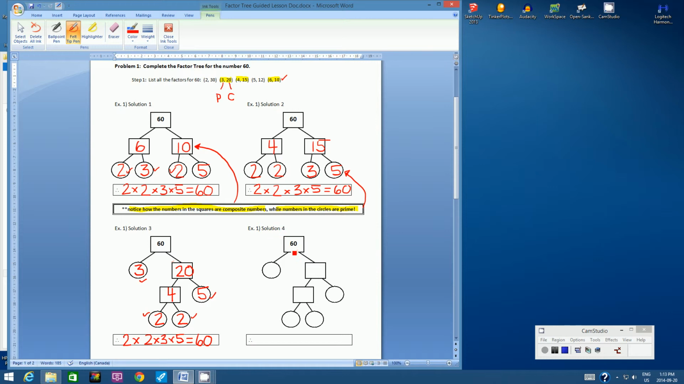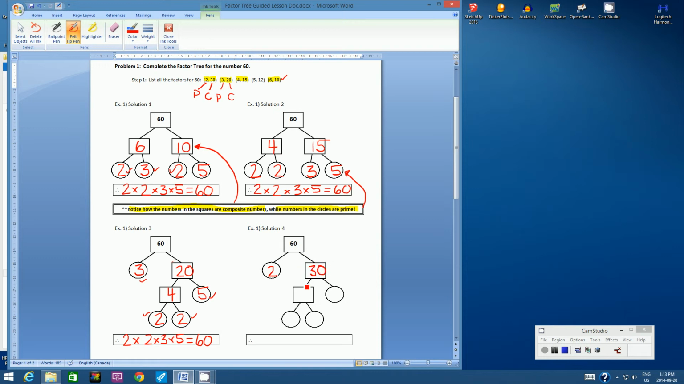Solution 4, very similar. We have one branch ending in a prime number and one branch here requiring a composite number. So let's use this pair right here. This pair has one number that's a prime number and one number that's a composite number. So the prime number has to go in this circle here, 2, and its pair is 30. 30 is a composite number. It goes in the square.